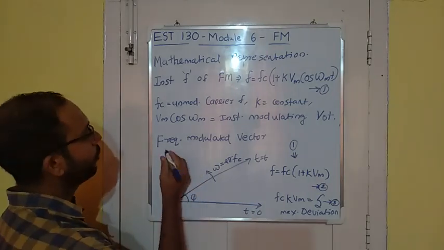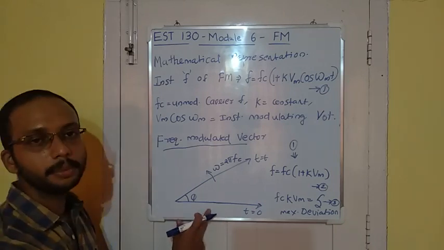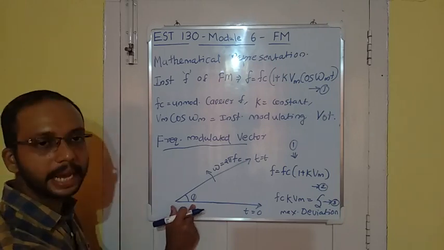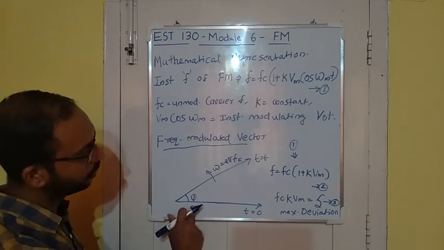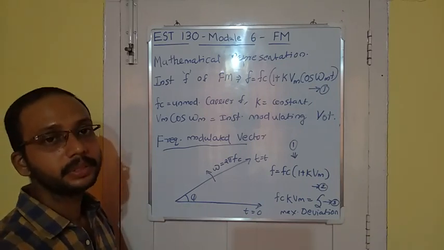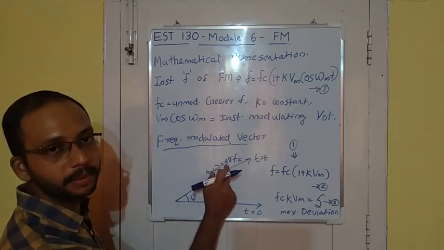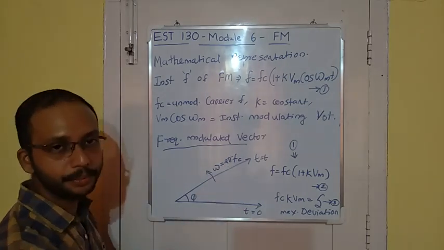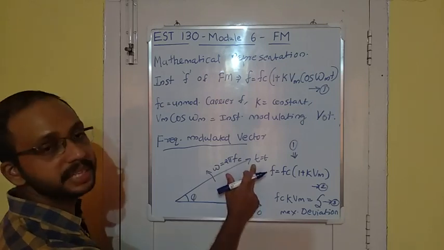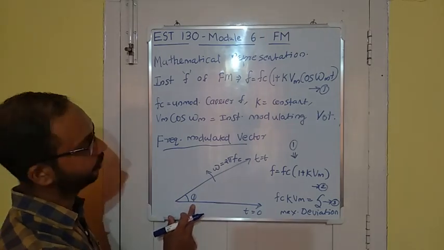So let's see the frequency modulated vector. This is the frequency modulated vector. So in this vector you can see theta is the angle, and it is used to show the deviation, the frequency deviation. We know that omega is equal to 2 pi fc. So the frequency deviation from t is equal to 0 to t is equal to t is shown here. Theta is the angle.